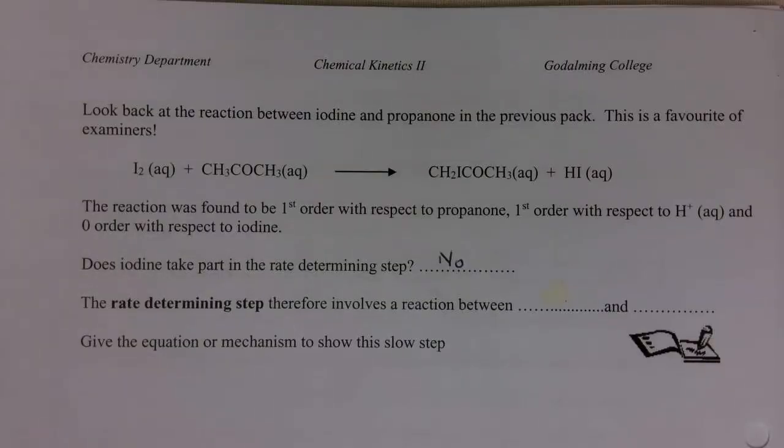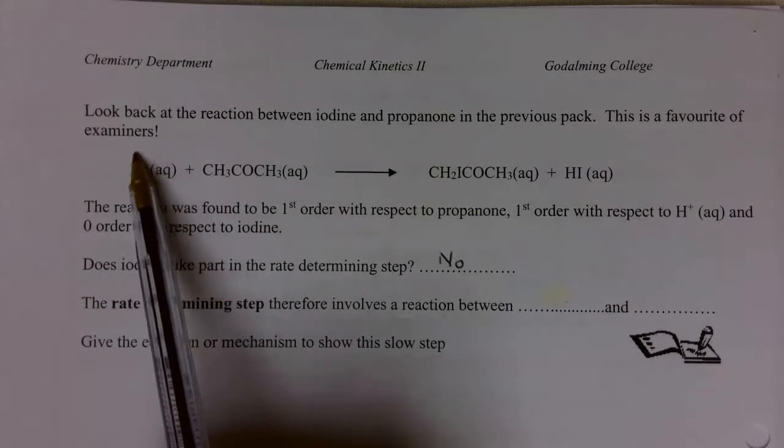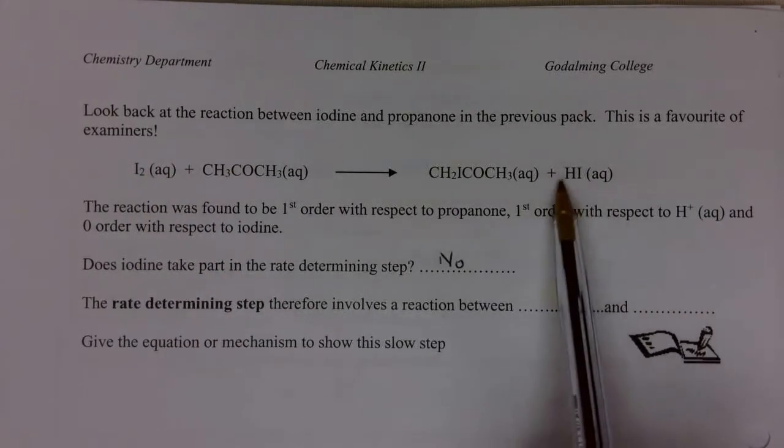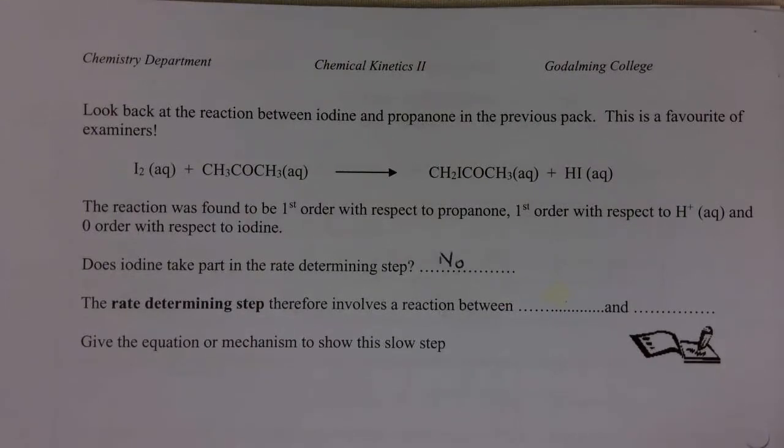So we're now on page 5, and we're looking at the reaction between iodine and propanone, which you did in the last pack. You did this as an experiment. You used a colorimetry idea to work out the rate of reaction, because we know that iodine is brown, but the iodide is colourless. And what you should have found is that this was first order with respect to propanone, first order with respect to hydrogen ions, and 0 order with respect to iodine.